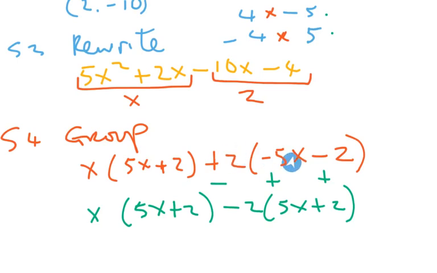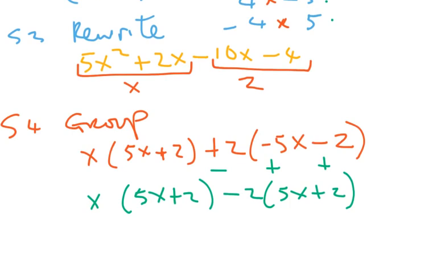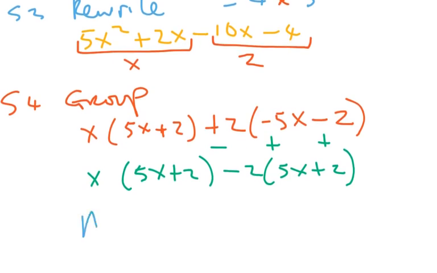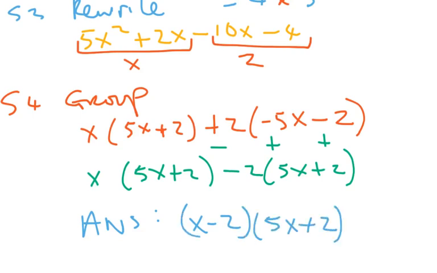2 multiplied by minus 5x gives me minus 10x. Minus 2 by 5x gives me minus 10x. Plus 2 by minus 2 gives me minus 4. Minus 2 by plus 2 gives me minus 4. So it's all the same. Now this is the same as this, so I can finalize it now. My answer is equal to x minus 2, open bracket, by 5x plus 2. That's my answer. Okay.